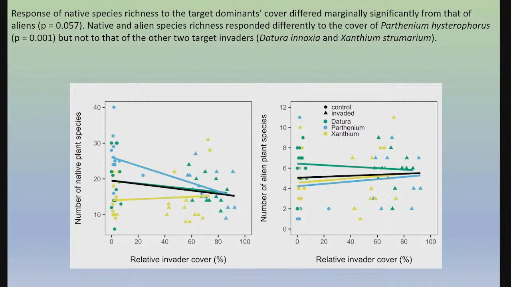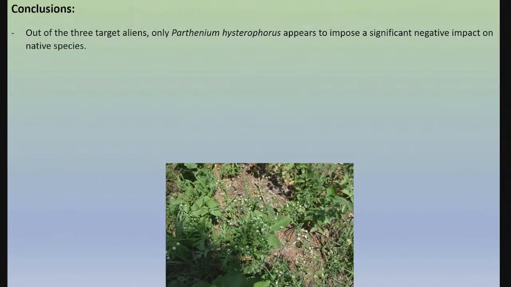We detected a marginally significant difference in the response of native versus alien species, as you can see by the black line. And when testing the effects of individual invaders, we detected a highly significant difference for Parthenium, which is the blue line, and the difference in the response of native versus alien species richness to the dominance cover was non-significant for the remaining two invaders, which are Datura and Xanthium.